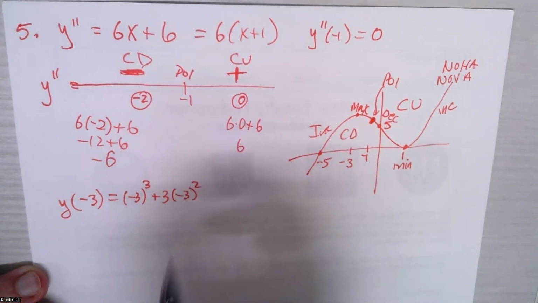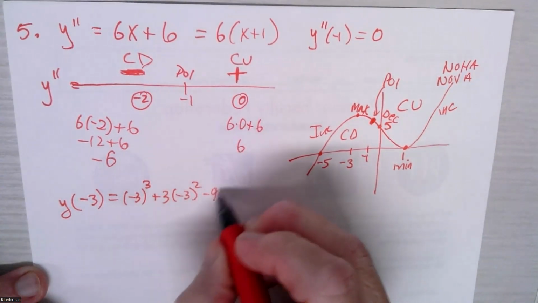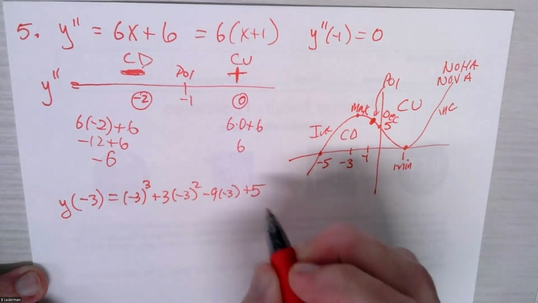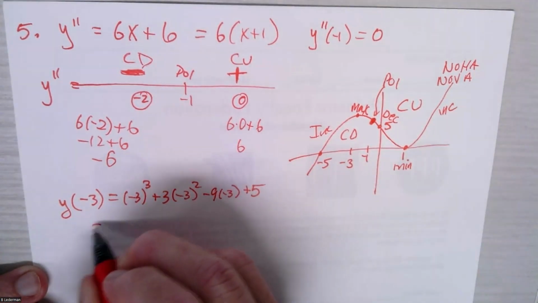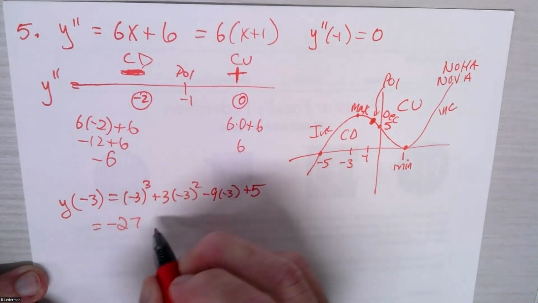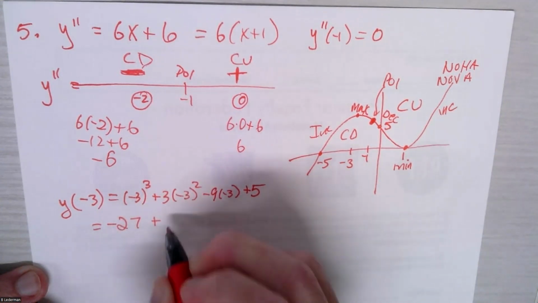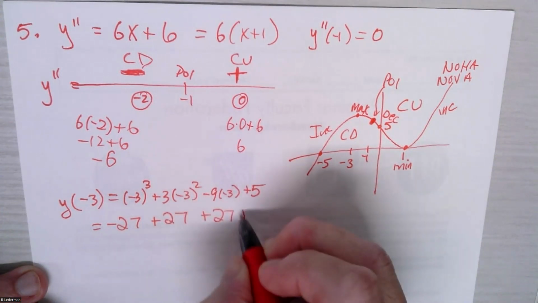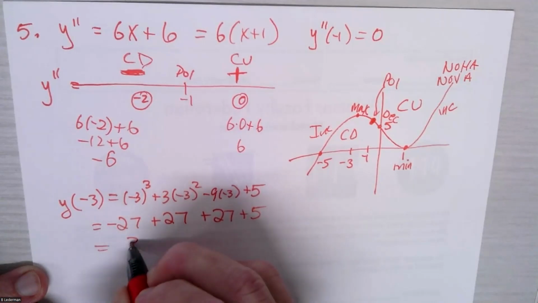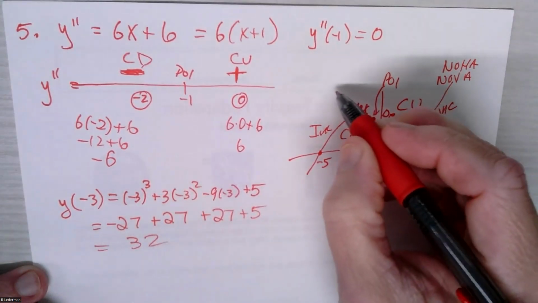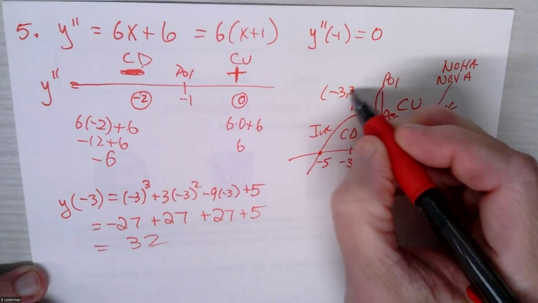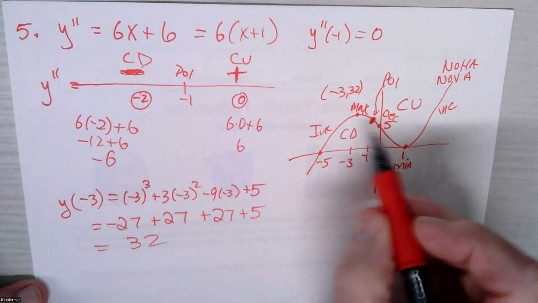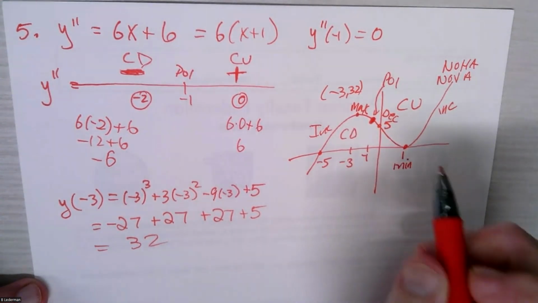Again, I'm going to my original function, my original y: -9 times -3 plus 5, and that equals -27 plus 27 plus 27 plus 5, that equals 32. Max is actually -3 comma 32. So it's actually pretty high up there. It's really higher than 5. It's actually way high up there.